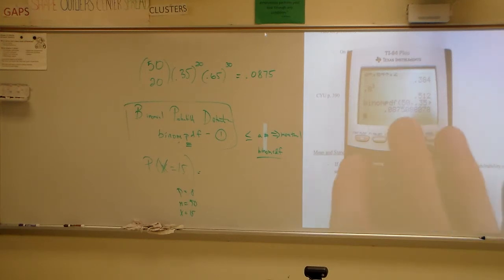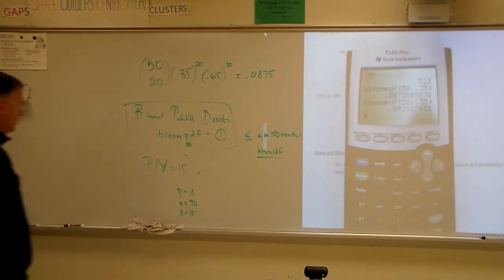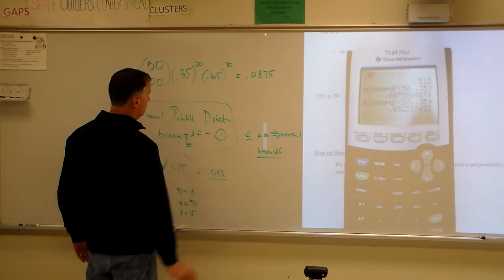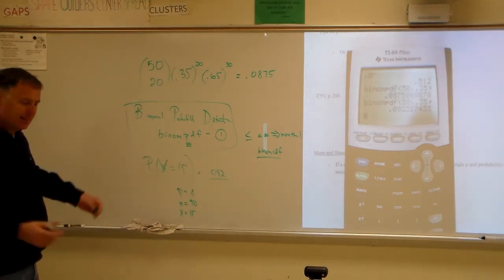So I hit second, I hit DISTR, I go down to binom PDF, I hit enter, there's 50 trials, I want to see 15, and that tells me my answer is 0.092. Does that make sense?